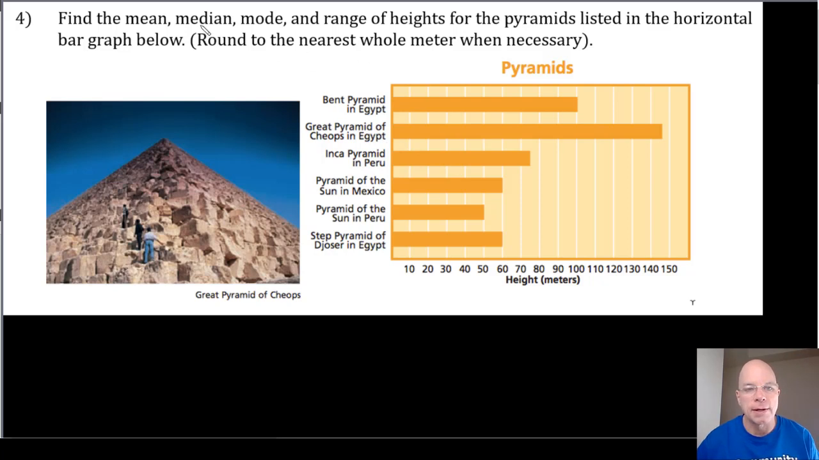In order to find median, we must order the data from least to greatest, but it's also helpful to have that ordered data set when finding the mode and range. And so let's first order the data, but first we need to know what the data is.